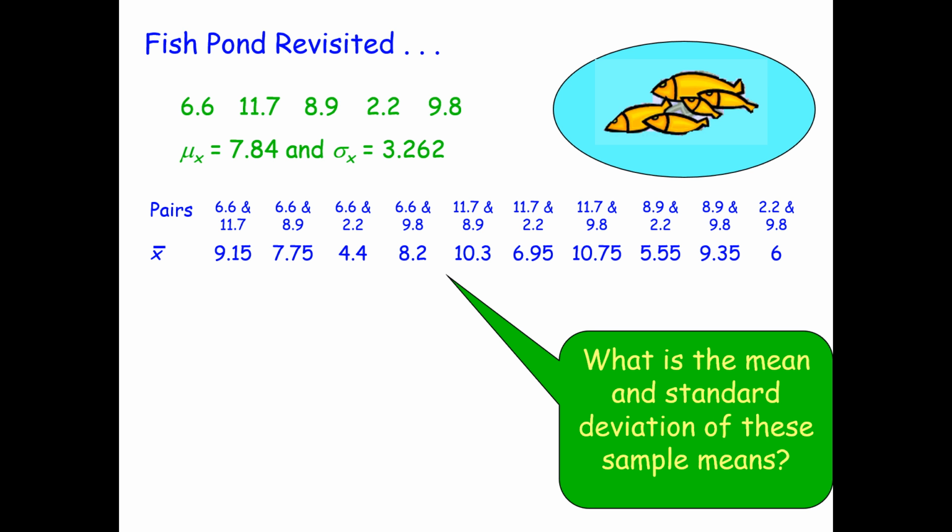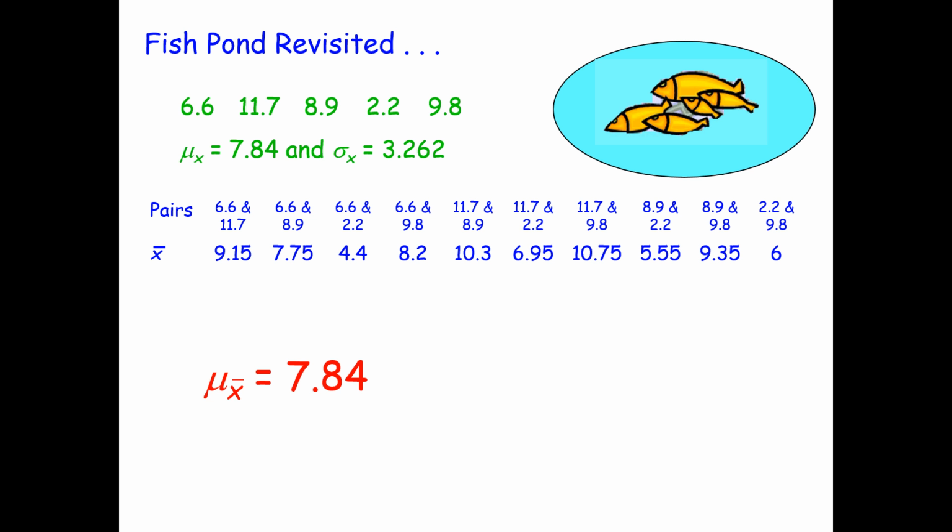What is the mean and standard deviation of these sample means? Go ahead and calculate that on your own now. So go ahead and push pause and calculate that. And then when you're done, push play, and let's see if you were right. You should have gotten a mean of the sample means of 7.84 and a standard deviation of the sample mean of 1.998.